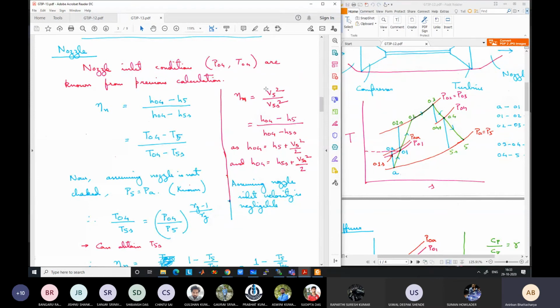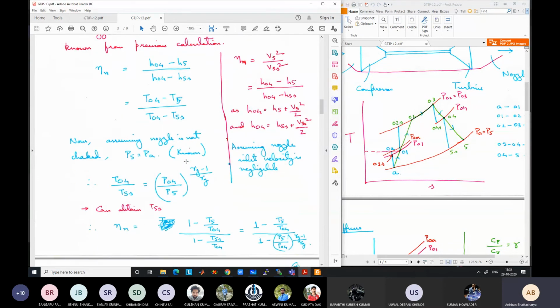So the square of the ratio of actual velocity by ideal velocity. This is how nozzle efficiency is defined. So nozzle efficiency is a known parameter. Say it is given to us as 0.95 or 0.96. Generally, nozzle efficiencies are quite high because there are no moving parts in the nozzle. So whatever losses there are, are only because of friction. So it can be quite high. So eta n is equal to T04 minus T5 by T04 minus T5s.